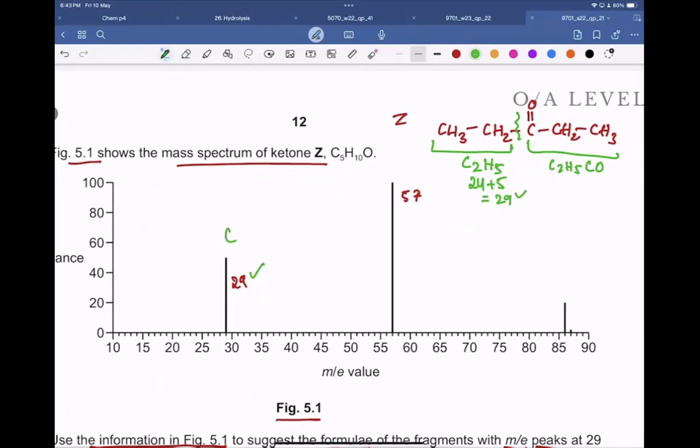So this fragment has been formed, due to which we got this signal. And over here, it's 29 plus 12 plus 16. 12 and 16 is 28, and 29 plus 28 is 57. So this signal is due to the C2H5CO fragment. Is this understandable to all of you?